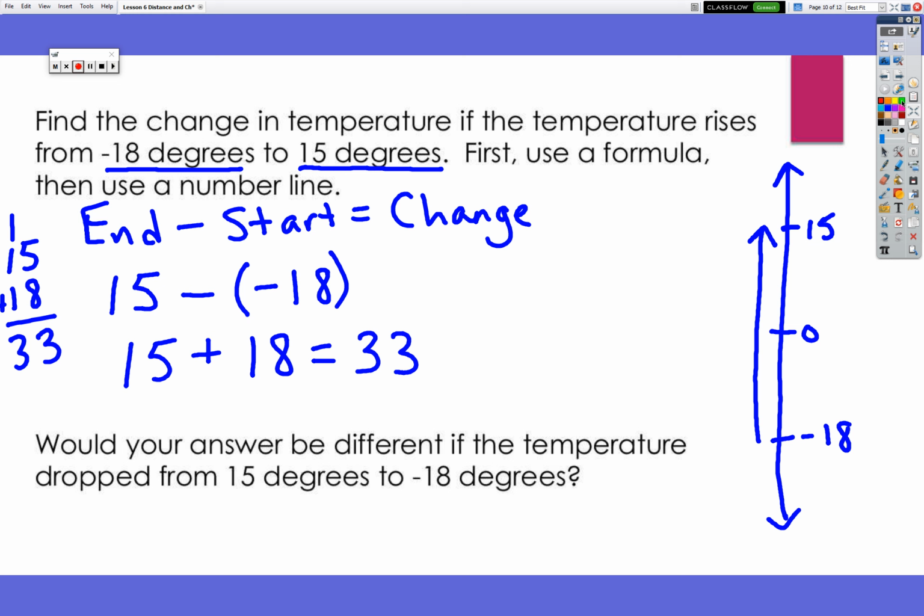Now, the next question asks us, would your answer be different if the temperature dropped from 15 degrees to negative 18 degrees? Well, if it dropped, it's going down, so the change would be negative. So instead of being 33, we would expect that the change would be negative 33. And if we use our formula, that's exactly what happened. So if it dropped from 15 to negative 18, negative 18 is our end now. So we're going to start with negative 18. We're going to subtract the start, which is 15.